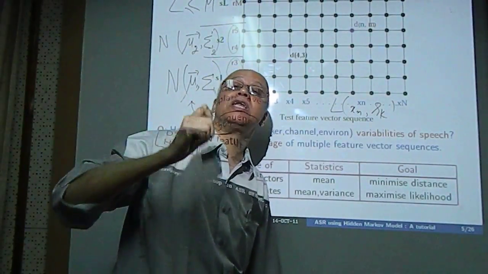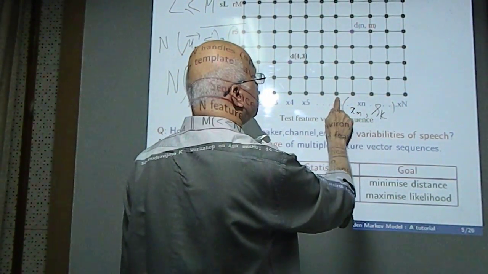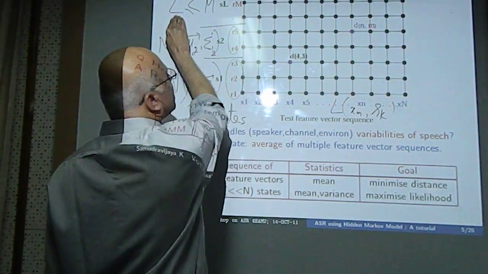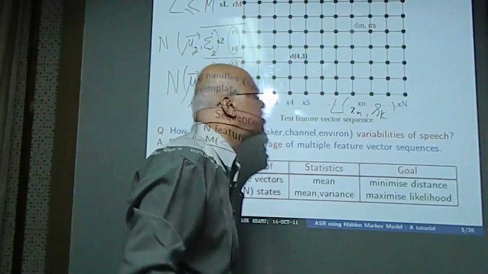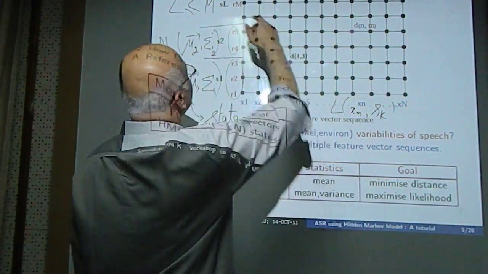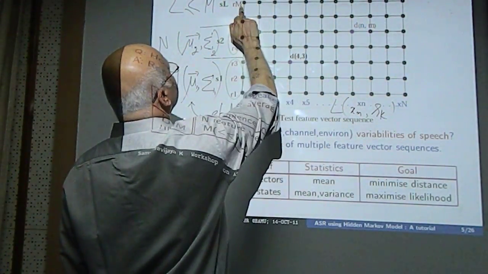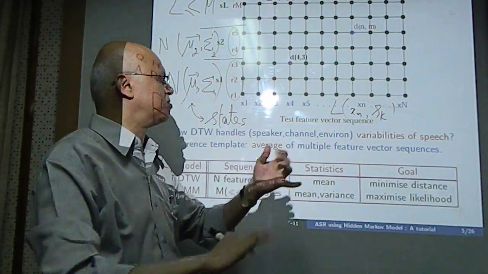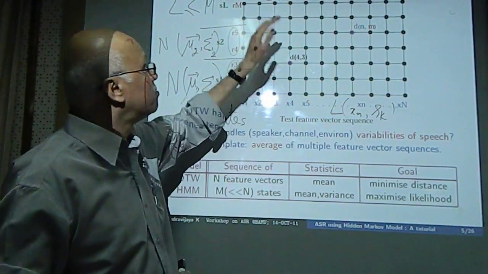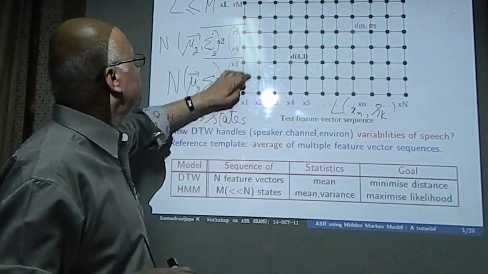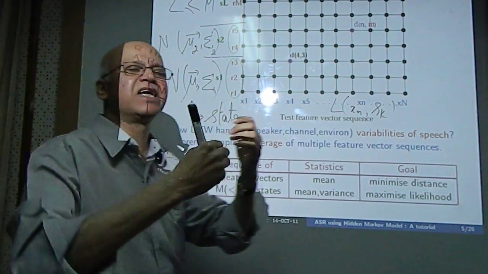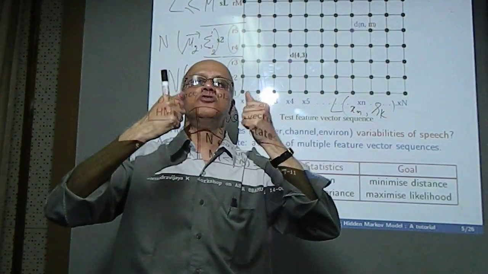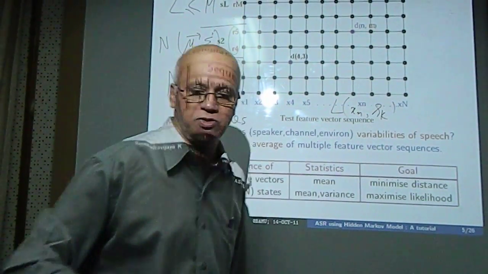So we need to compute less now, because each test vector xn needs to be compared with the capital L states or the capital L probability distributions, in contrast to DTW where we used to compare it with the capital M reference feature vectors. So firstly it reduces computation, but that is a secondary issue. But the more important issue is that these states represent variations in the acoustic characteristics of the different sounds using a statistical model. That's the advantage.